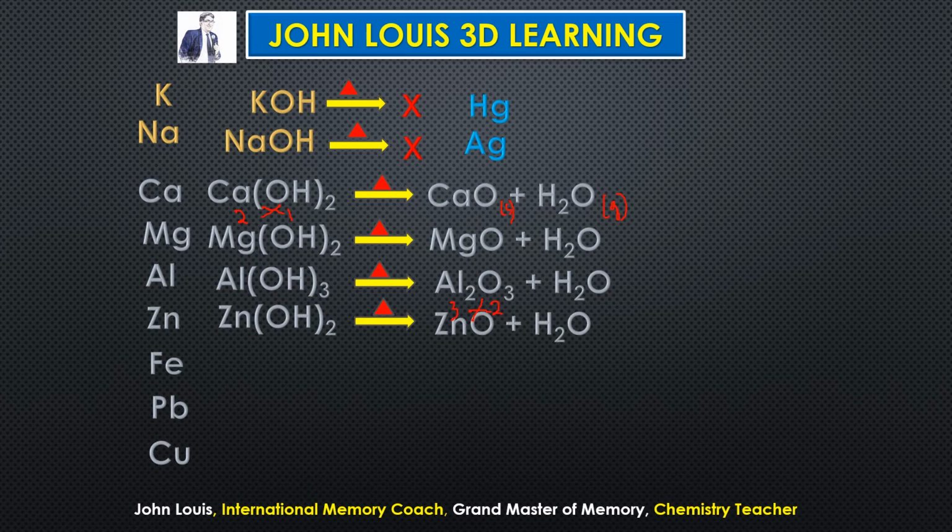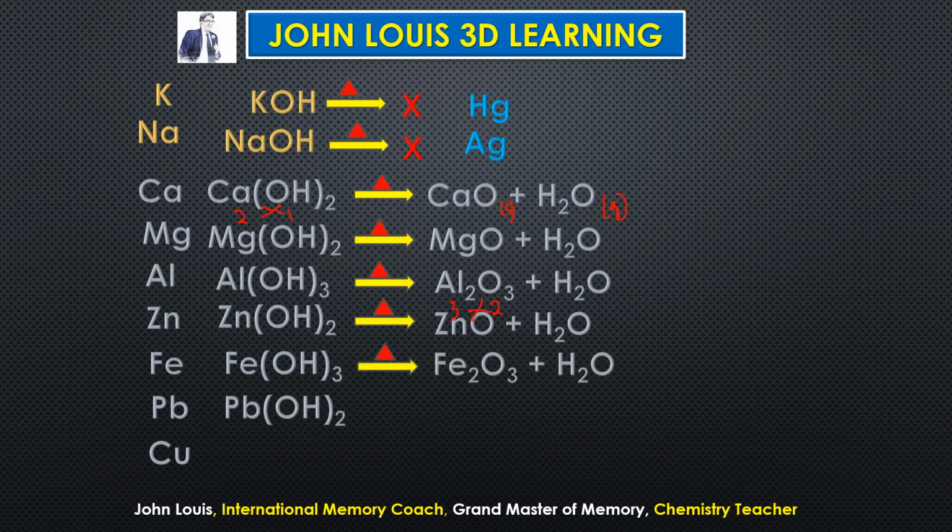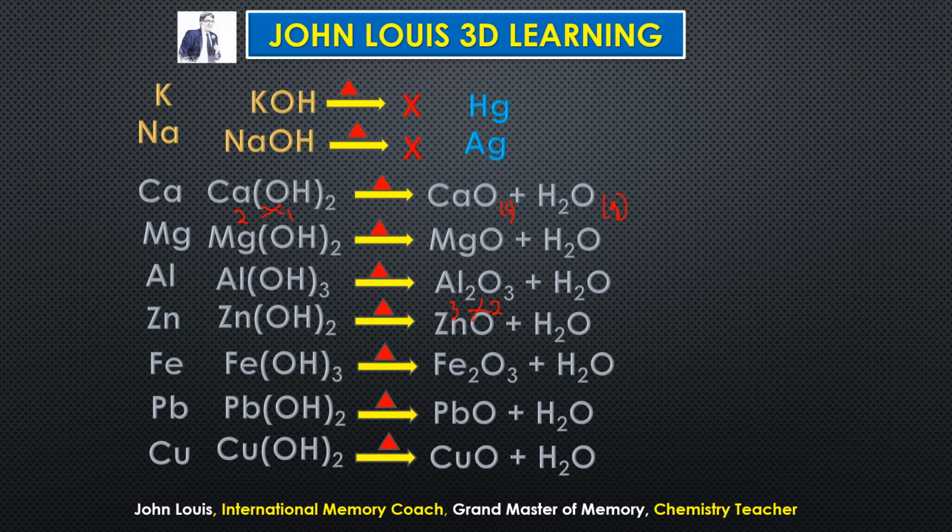Then zinc hydroxide will give zinc oxide plus water. Then ferric hydroxide, iron 3 hydroxide, that is why Fe(OH)3. Iron has variable valency, 2 and 3. Therefore, Fe(OH)3 is iron 3 hydroxide. On heating it gives Fe2O3 plus H2O. Then lead hydroxide gives lead oxide plus H2O. Copper hydroxide also gives copper oxide plus water. Up to copper you can take it as medium reactive. Then below copper, mercury, silver, gold and platinum, you can take as low reactive metals.